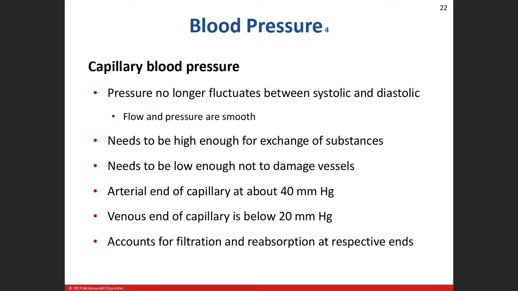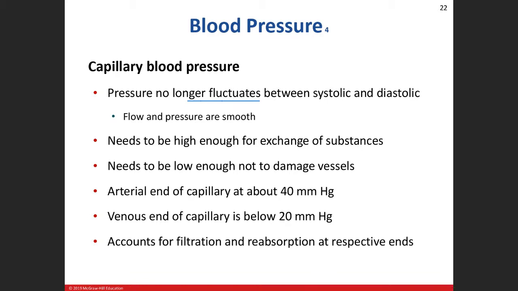So, capillary blood pressure. Remember what I was saying, we don't have that fluctuation anymore. So it's nice and smooth and fluid. Well, it's fluid because it's fluid there, but you know what I mean. The flow is just nice and constant. It's not ebbing and flowing. It's just like you turn your sink on and it's just running out. And that's what we're seeing here.